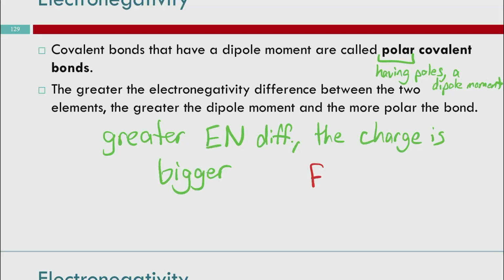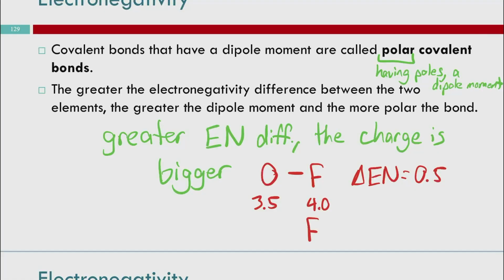So like fluorine is our value of 4. If that's bonded to oxygen, I think oxygen is 3.5. So this difference is 0.5. That will have some amount of charge separation, some amount of dipole moment. We could call that a polar bond.